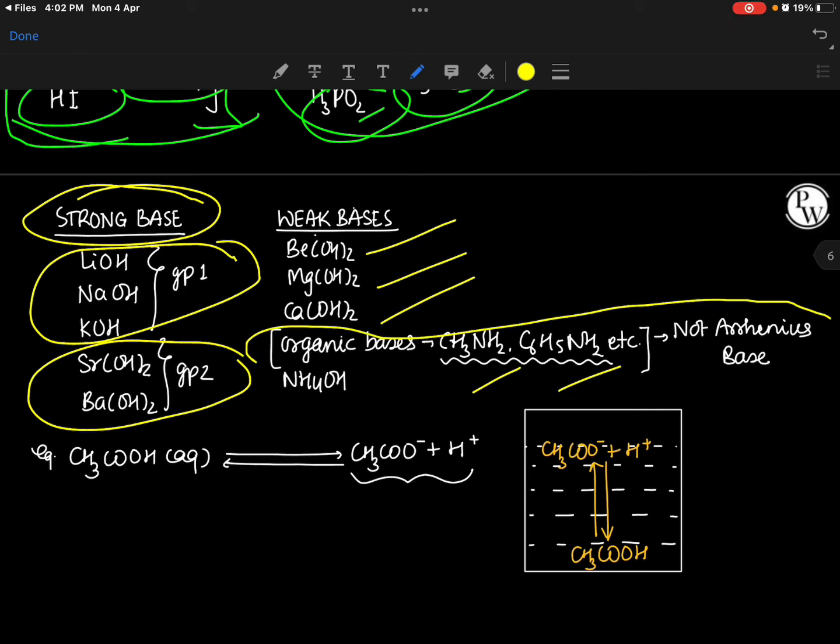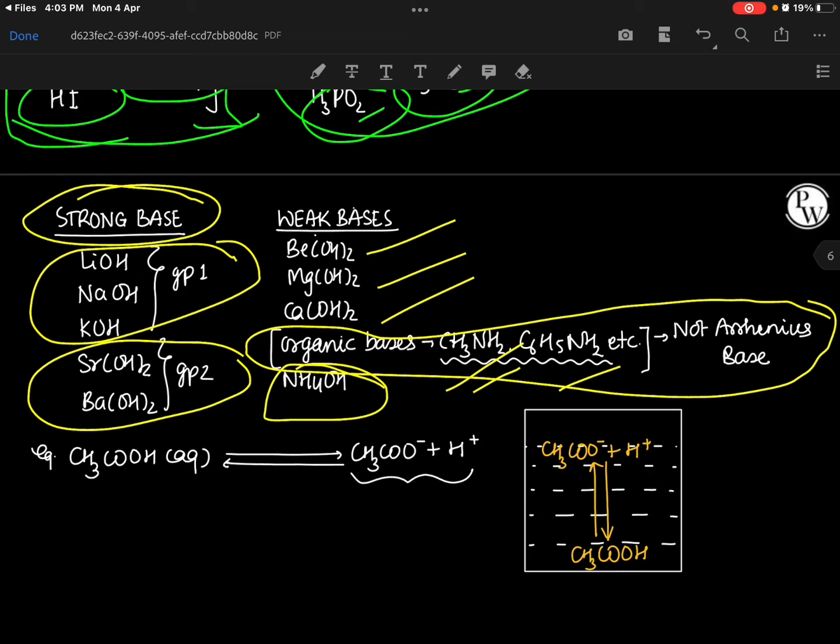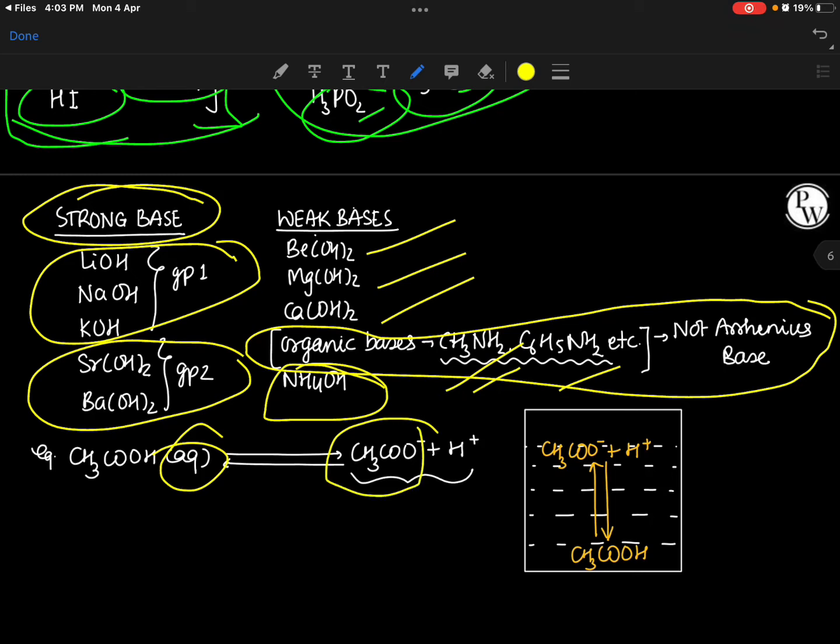And these organic bases are non-Arrhenius bases because they have no OH. Then how can we say that CH3NH2 is basic? By the concept of different scientists, it is basic. NH4OH is also an Arrhenius base, we can say. CH3COOH in aqueous solution dissociates into CH3COO minus and H plus ions.